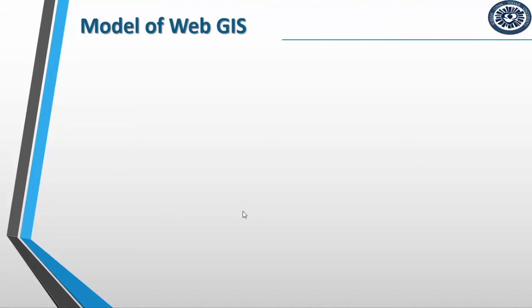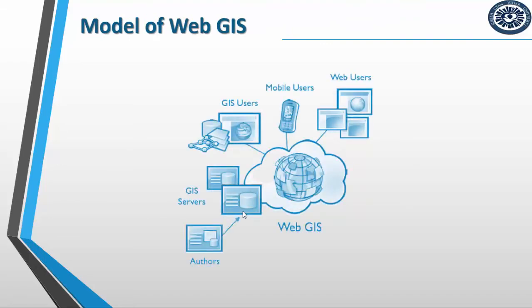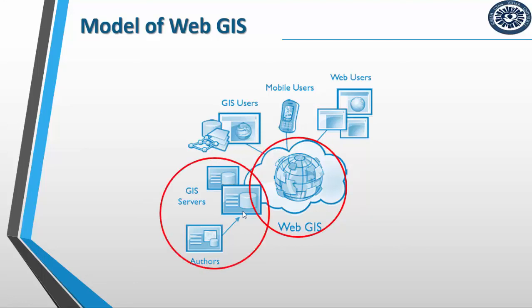Model of WebGIS. This is the model of WebGIS, and this is the core area of the whole model, and this area is managed by the WebGIS specialist who is responsible for everything in this model. He is responsible for uploading GIS data, managing the whole platform, and user access. And these are the users. Users could be mobile users, web users, and GIS users. Some examples of web users are Google Earth, Google Maps, and much more.